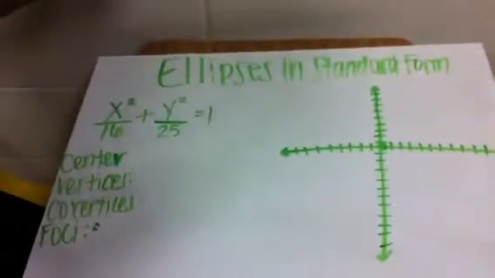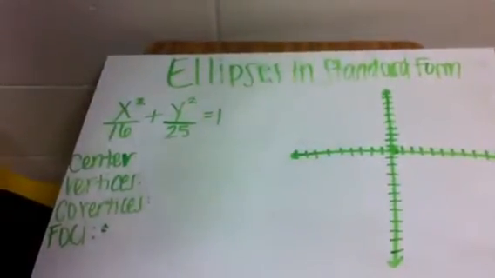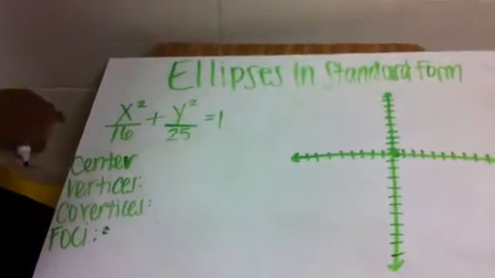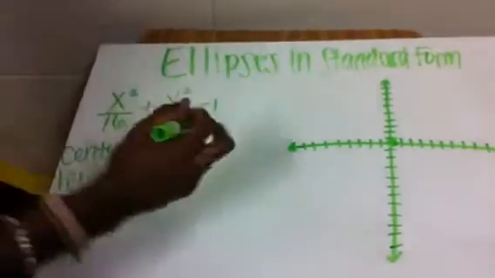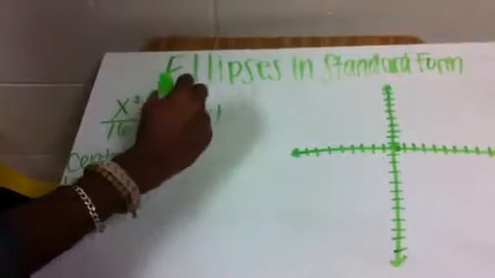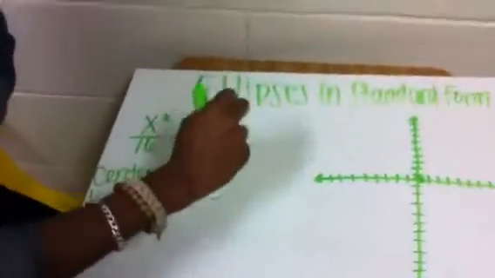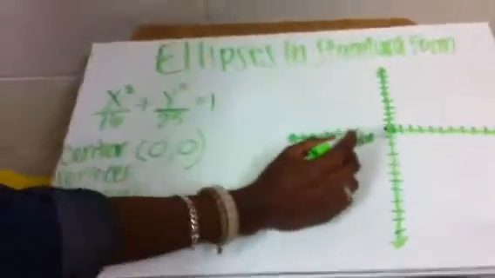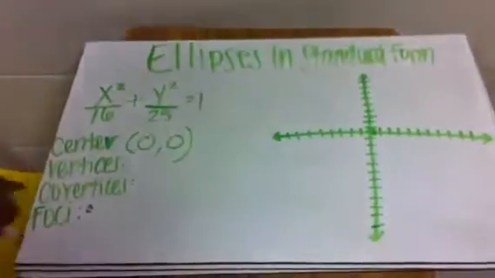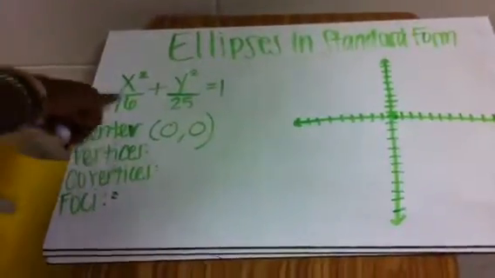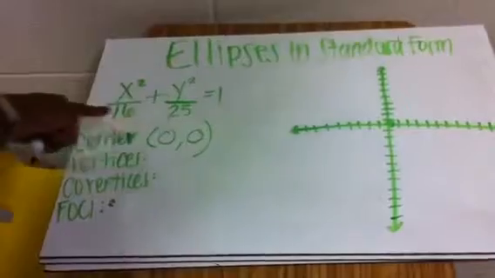Okay, to first find your ellipses in standard form, you need to find your center. Your center would be of the numerator, which is 0, 0. After you find 0, 0, you need to plot it on the graph. Once you plot it on the graph, you need to find your vertices. To find your vertices, it would be the larger number.